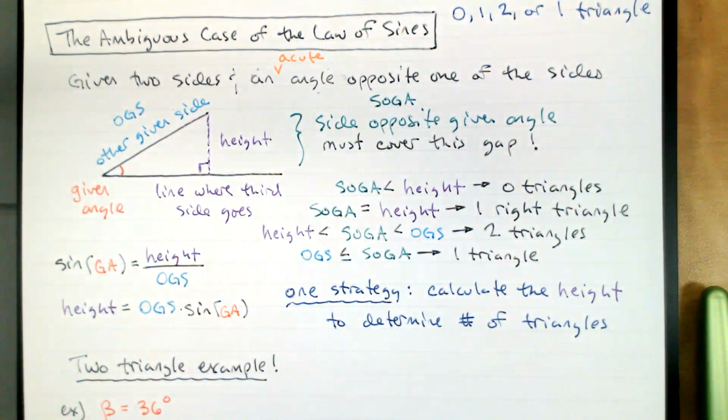So let's set up an ambiguous case of the law of sines. This is where I give you one angle and two sides, and one of those sides has to be opposite that given angle. Let's suppose that beta is 36 degrees.